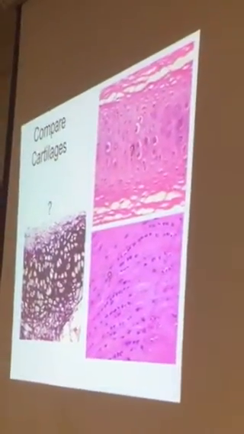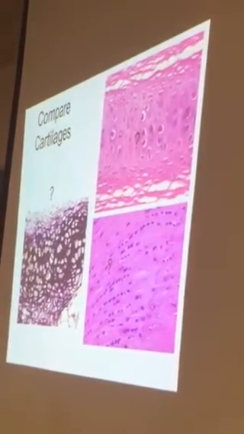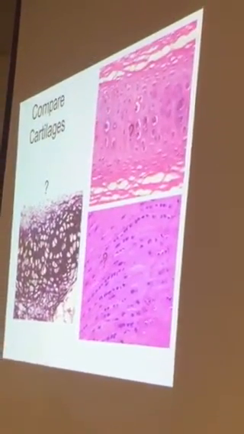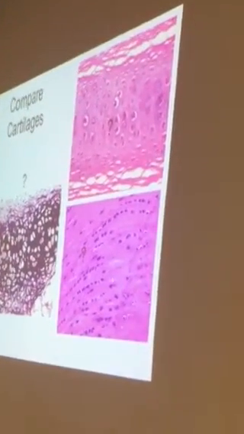Hyaline cartilage. Hyaline looks like it has no matrix, but it does. It's just that the fibers are very, very small, so it looks very homogeneous and uniform. What's this?